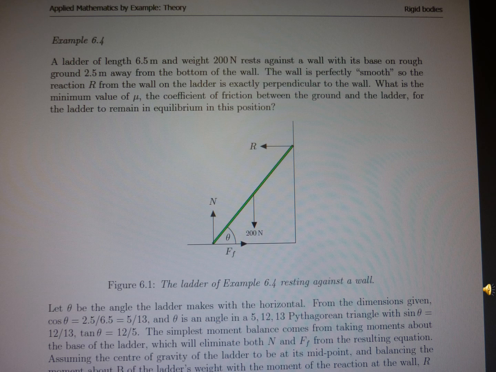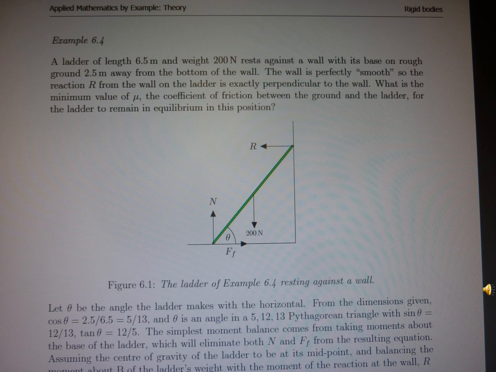So in this case, let theta be the angle that the ladder makes with the horizontal. From the dimensions given, cos theta is equal to 2.5 divided by 6.5. So you get 5 divided by 13, and theta is an angle. That way it is a 5, 12, 13 triangle. So in this way we can find that sin theta is 12 by 13 and tan theta is 12 by 5.